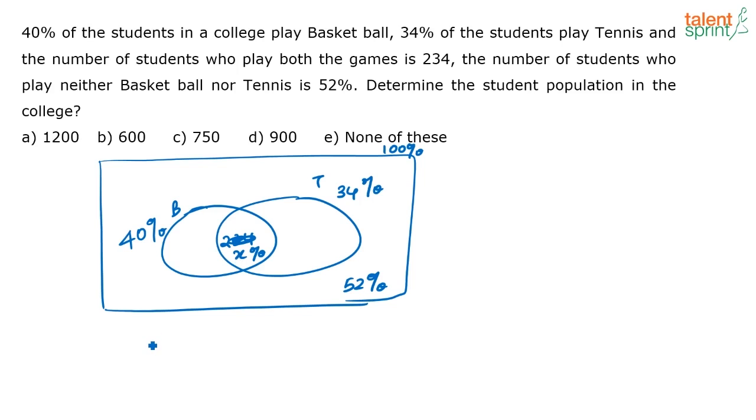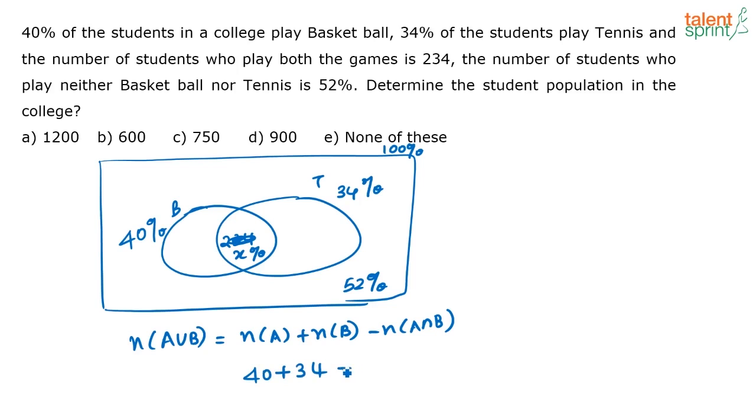Okay, so if you know the formula, N of A union B. What is N of A union B? It is nothing but N of A plus N of B minus N of A intersection B, correct? Now here everything is in terms of percentages. So what is it that you get? You have 40 plus 34 minus X, correct? So that will be N of A union B.